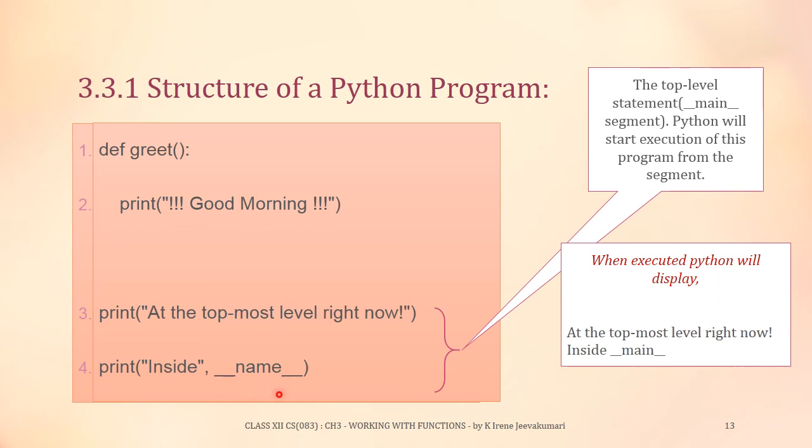When you see this program, these two statements in the function were not executed at all, because there is no function call for this greet function definition. There is no function call available in the main segment for this function definition. That is why these two statements are not executed at all. For this program, only the two top level statements have been executed, and you have seen the output here. So till now we have learned how to define a function and what the structure of a Python program is.